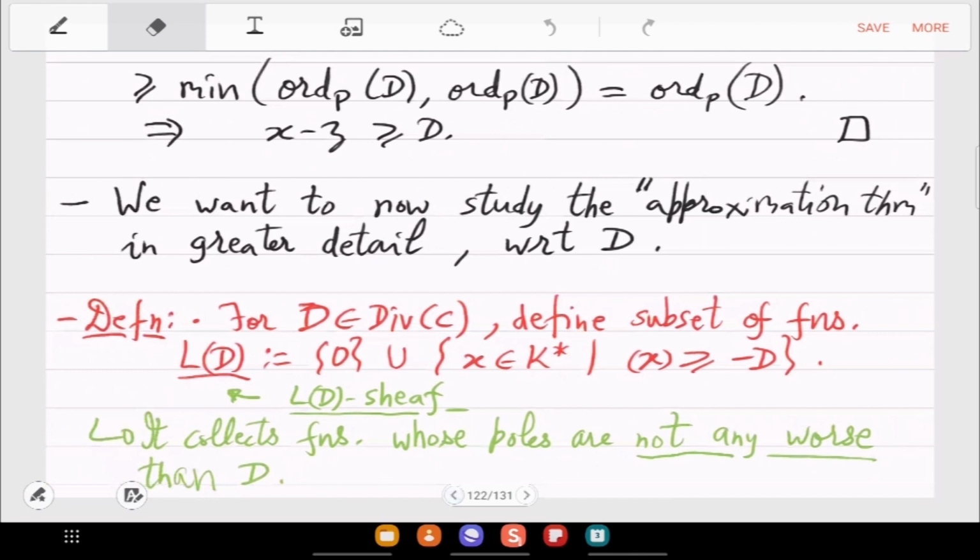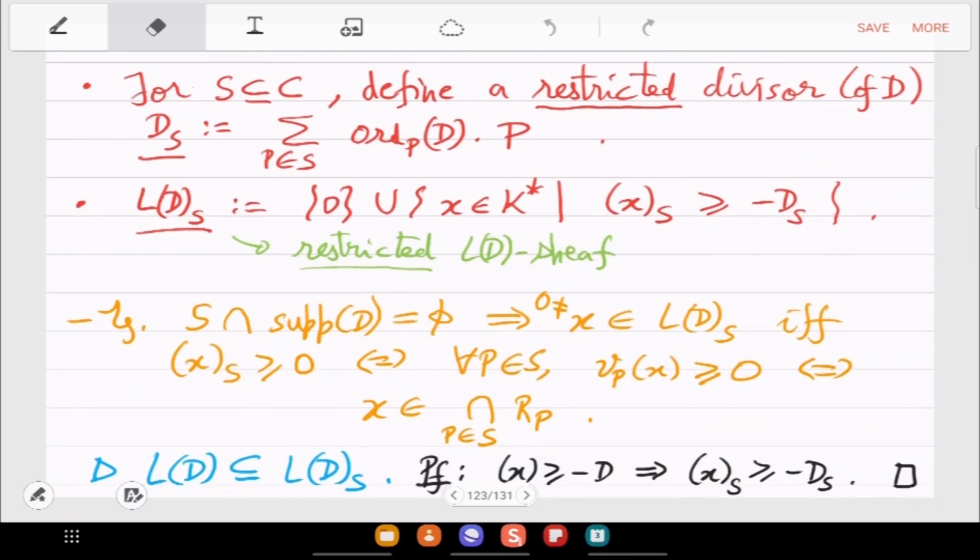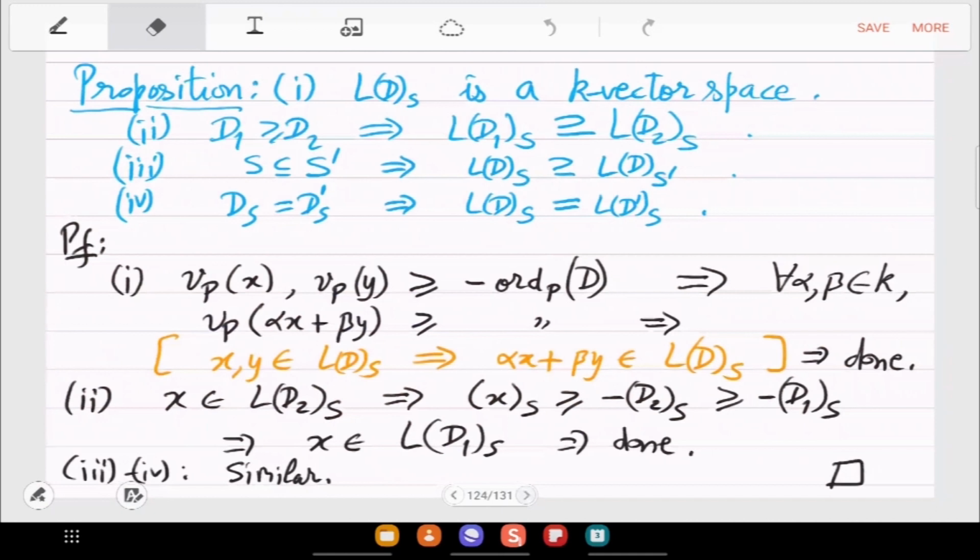If D had already negative order points, then minus of that will become plus. So you can specify both zeros and poles. To some extent, it's not an exact description of x, but only approximate. There will be many x's which will satisfy this condition. If we collect all of those, this is a very good object, we call it the LD sheaf. We showed that it's a vector space over the base field K.